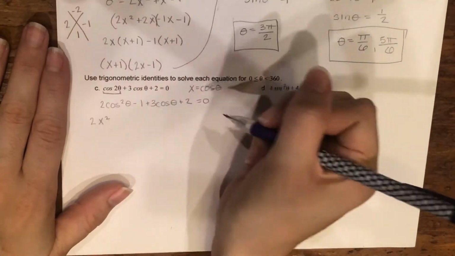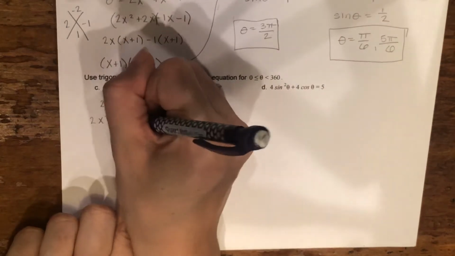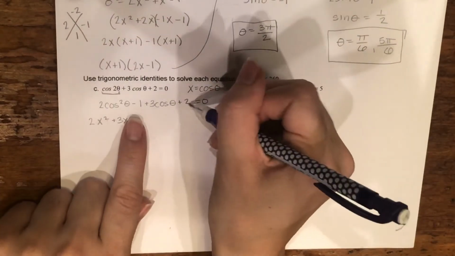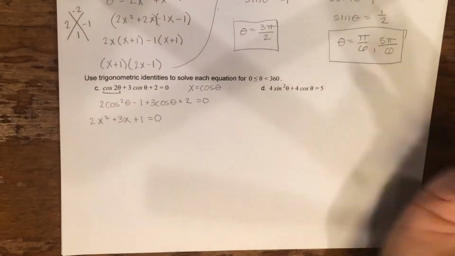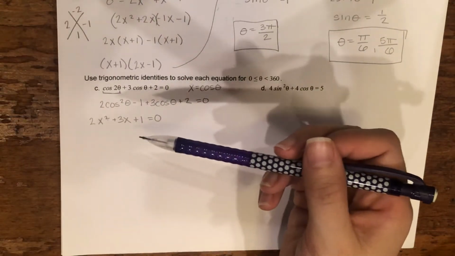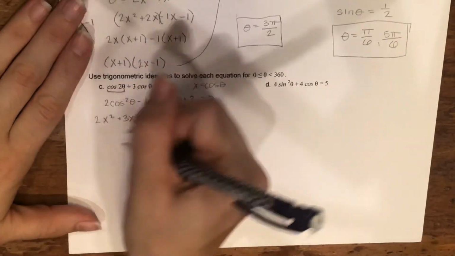And we're going to combine like terms. So my next term then would be plus 3x. And then -1 plus 2 is 1, equaling 0. Okay, so now you have to factor this.